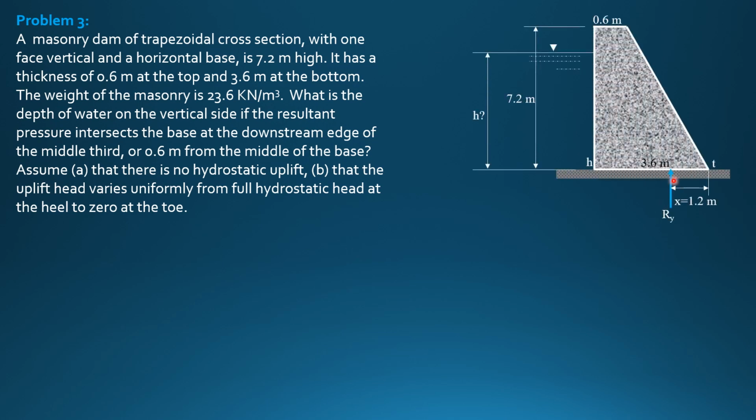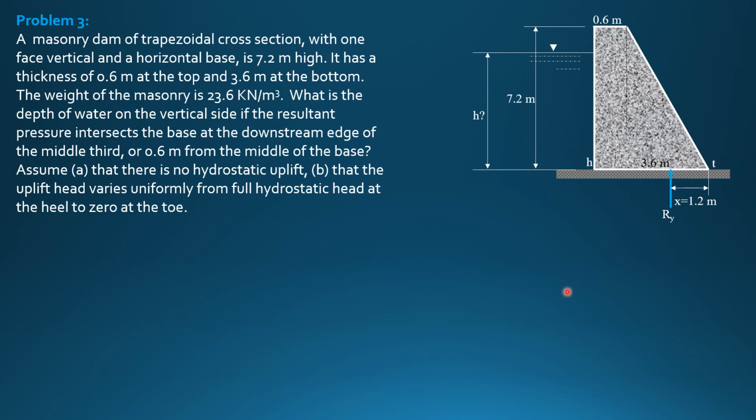So this is the situation. R_Y should be intersecting the extremity of the middle third near the toe. So 3.6 divided by 3 is 1.2. So that's why this should be 1.2. Then we're looking for H such that R_Y intersects the base at that position.